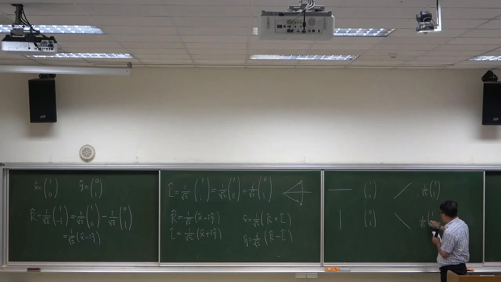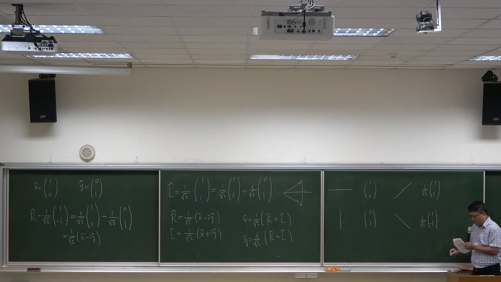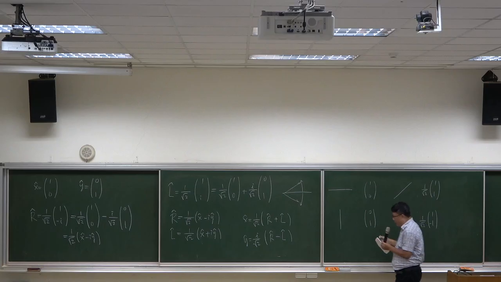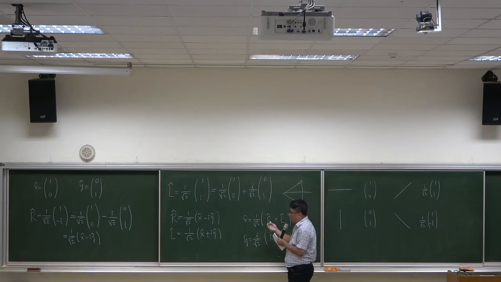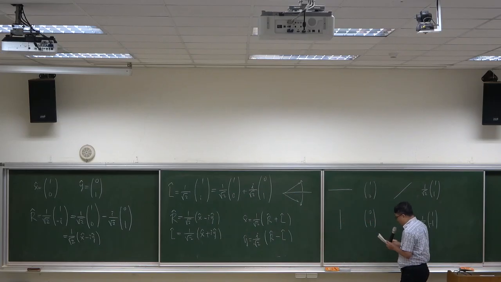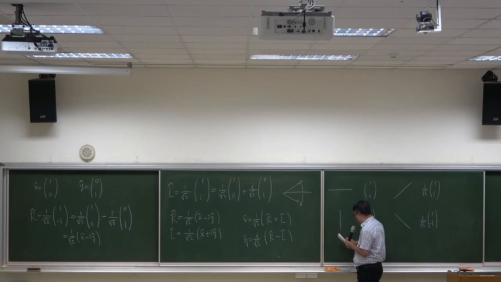This 1 minus 1. Okay? And we have already written the right hand and left hand circular quadrant. Let me try to write down a simple elliptic polarization state. This one.